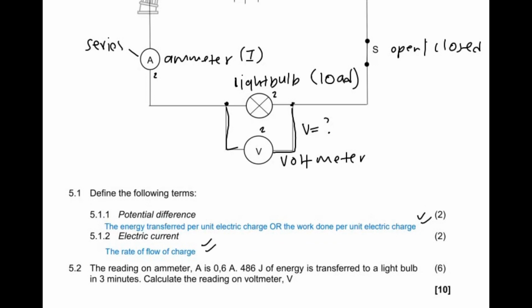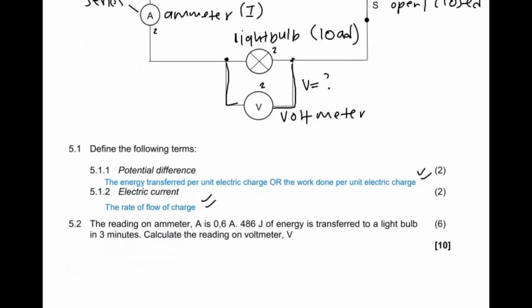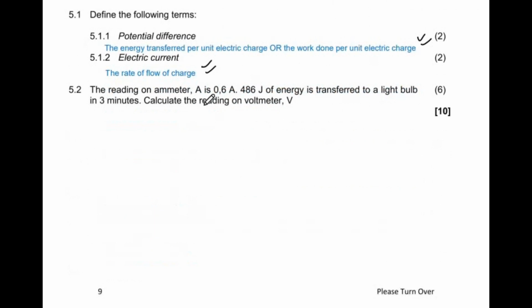So that's 4 already. Then we are told that the reading on an ammeter A is 0.6 amperes. Always check if it's in the correct SI unit. It's not kiloampere or milliampere. If it is, then first convert to the right SI unit.